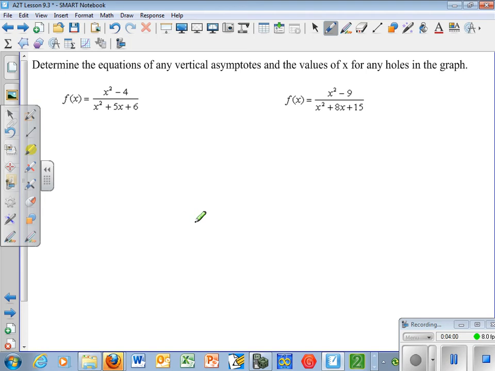All right, so these two examples. Determine the equations of any vertical asymptotes and the values of x for any holes in the graph. What you want to do is factor anything top and bottom. So what we're going to do is look at this rational function. Notice it's got variables top and bottom.